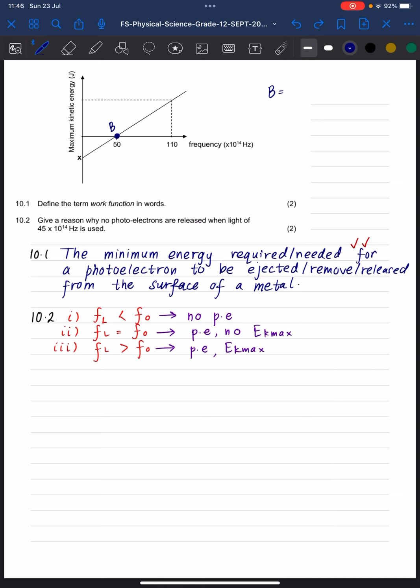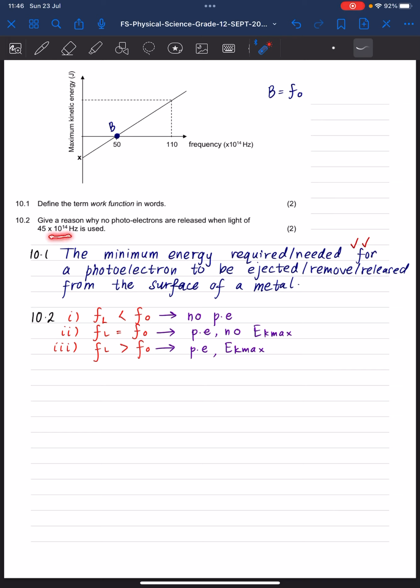So it's the threshold frequency or cutoff frequency. That's also another word we use. And we can see that the light, 45, is less than 50. You're in grade 12. I'm sure you can handle that. We know that 45 is less than 50. Sometimes you might need to pay attention to the exponents here.